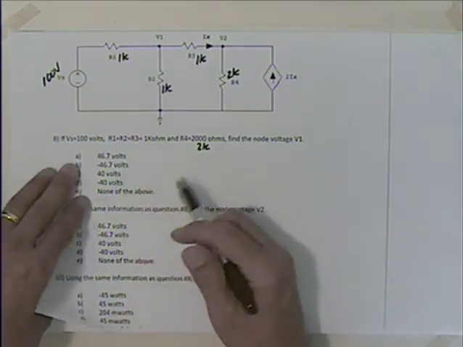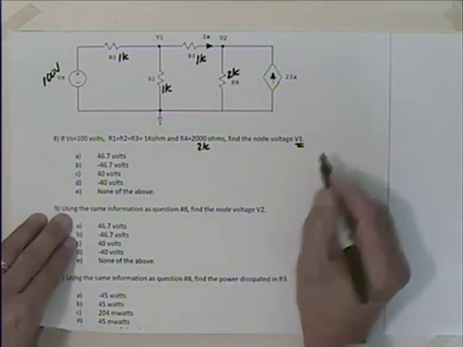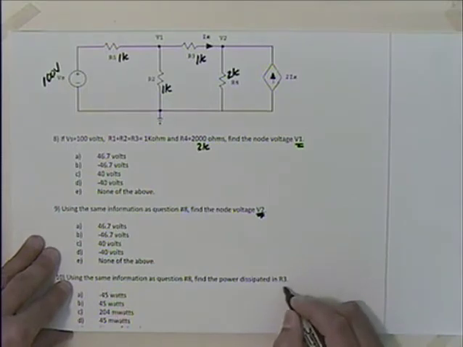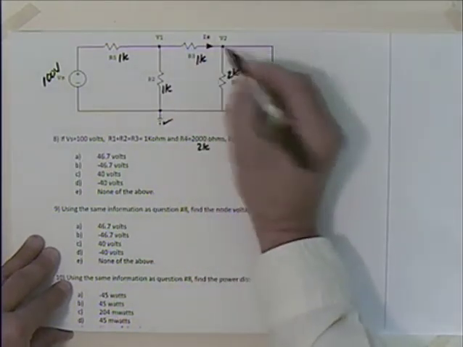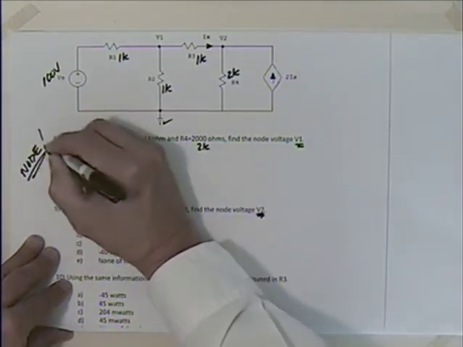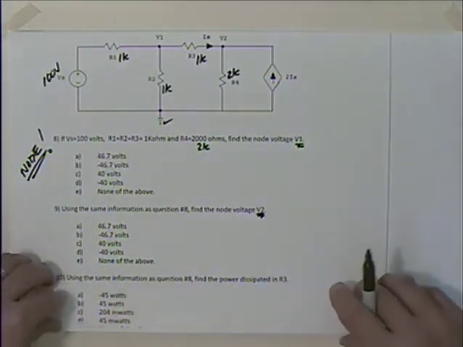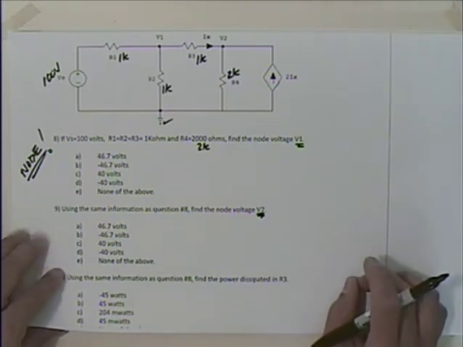Okay, so we'd like to find V1, V2, and the power dissipated in R3. Well, it looks like we've got a ground symbol here. We've got V1 and V2. It's begging us to do node analysis, isn't it? Well, I will back up and try mesh analysis on the problem eventually, but let's go through node analysis.